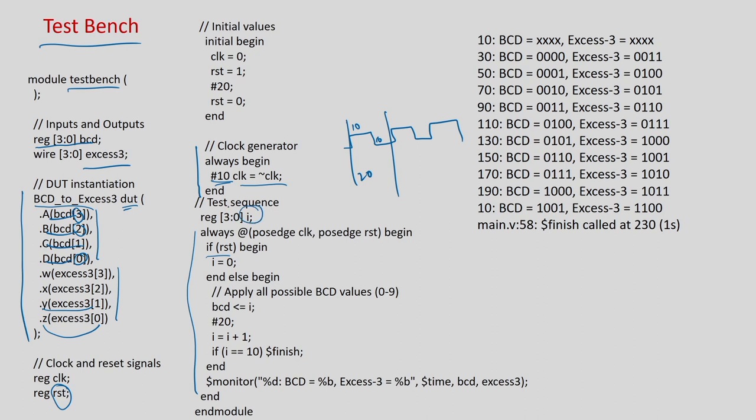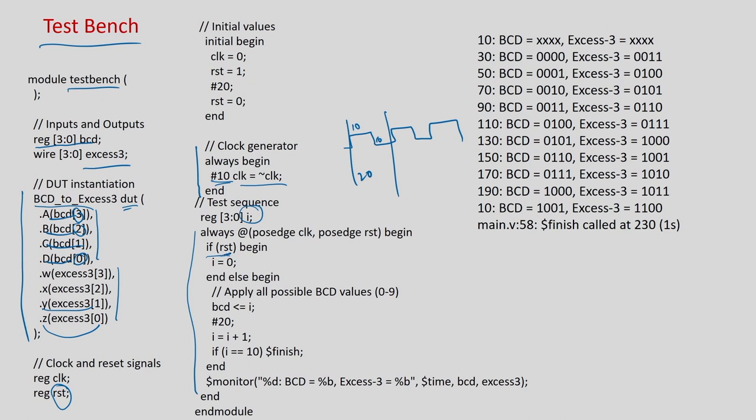In the always block, I put a value I, which will go from 0 to 9, right? What I want to do here is give the values 0, 1, 2, 3, 4, and see what the corresponding output is. Whenever reset is 1, I make I equal to 0. Initially I make clock equal to 0, then after 10 units it will automatically become 1, and then again 0, and so on.